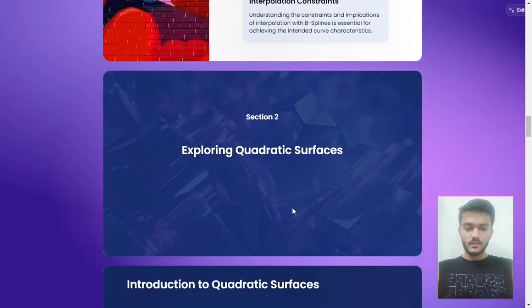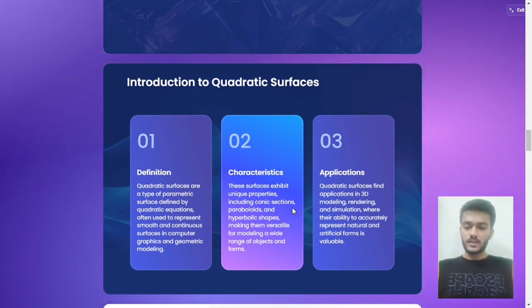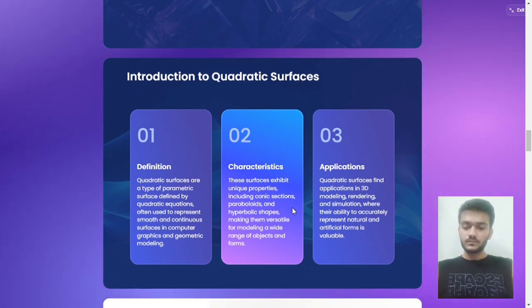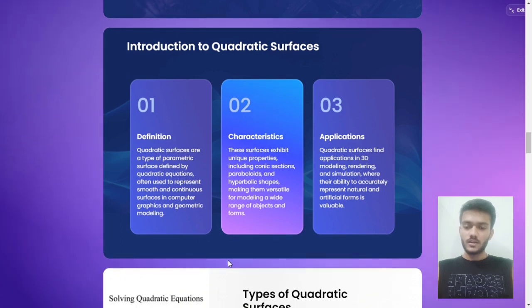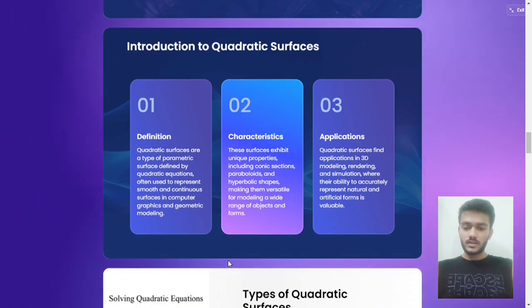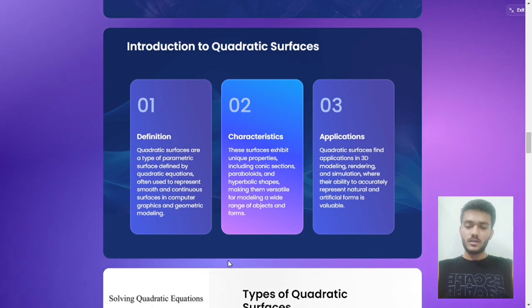Exploring quadratic surfaces. So, introduction to quadratic surfaces. Quadratic surfaces are a type of parametric surface defined by quadratic equations, often used to represent smooth and continuous surfaces in computer graphics and geometric modeling.